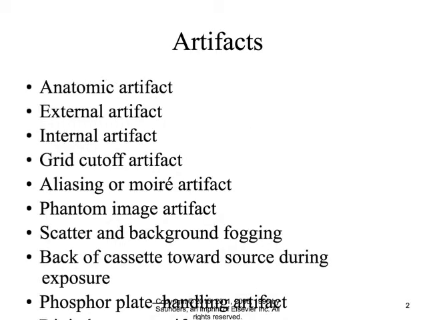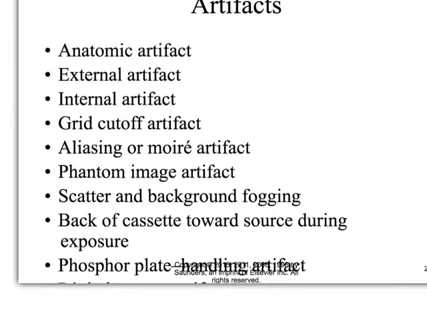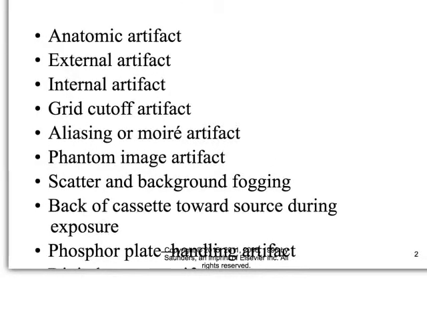Artifacts. So we're talking about anatomic artifacts, external, internal artifacts, grid cutoff artifacts that also can be called moire patterns, phantom image artifacts, scatter, background artifacts. If we have the cassette turned backwards, I've done that before, that can make an artifact. And then phosphor plate handling artifacts.